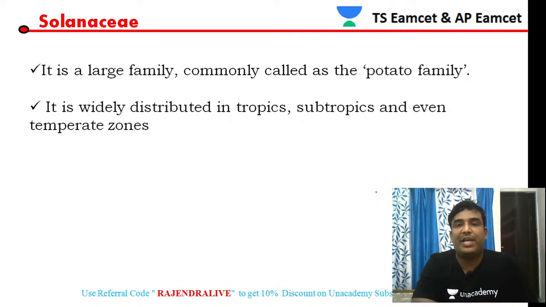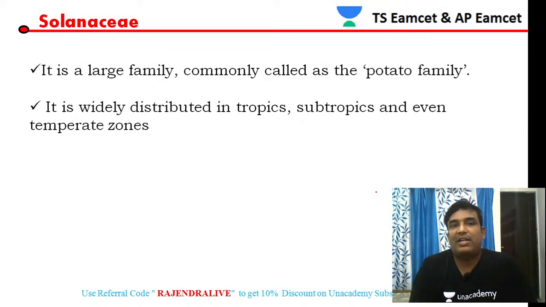This is a very important family, Solanaceae, students. In the NEET examination, certainly you can get one question. Similarly, in the AP EAMCET examination or the Telangana State EAMCET examination, you will also get one question from this very small topic. Okay, so let us see about this.